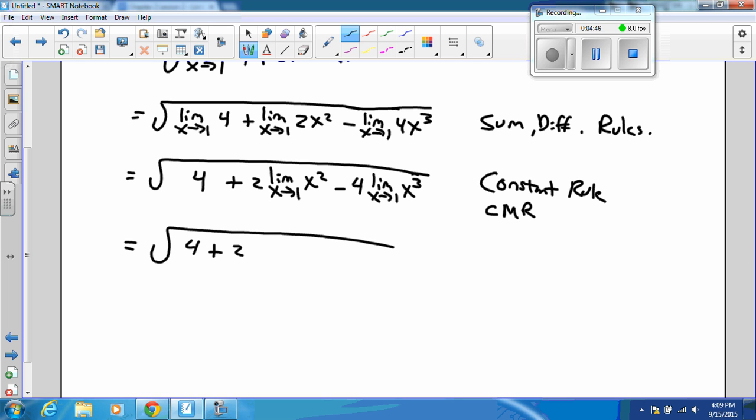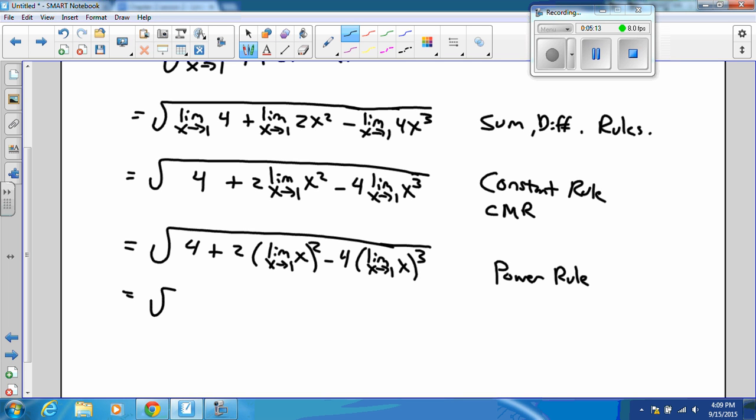And then finally, we once again have the power rule. The limit as x goes to 1 of x squared is the same as the limit as x goes to 1 of x squared. And likewise, x goes to 1 of x cubed. And we've finally gotten ourselves down to a nice linear function so that we can evaluate with direct substitution. So that gives me 4 plus 2 minus 4, which is the square root of 2.